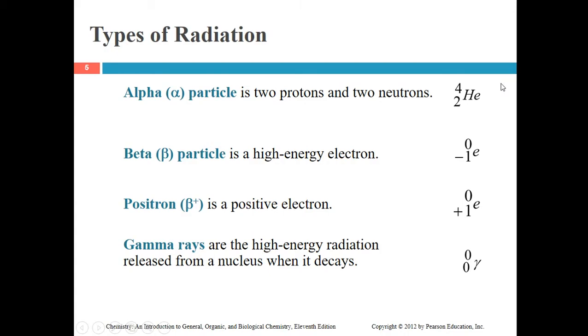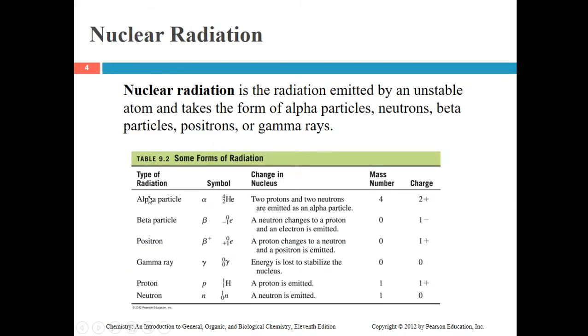So I'm going to go back for a second. Now notice in this table 9.2 with our alpha particle, here's that alpha symbol. The mass number is 4, just like we said, and it has that +2 charge. Why? It is because it just has the 2 protons and the 2 neutrons. It doesn't have the electrons. It's just a particle without electrons.